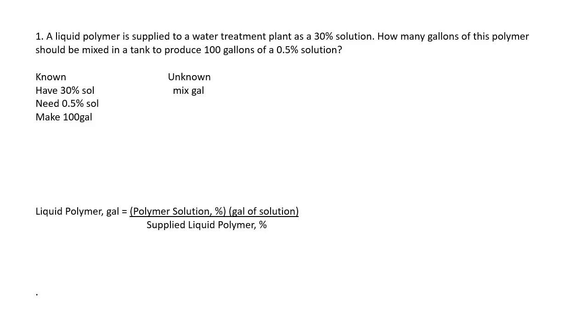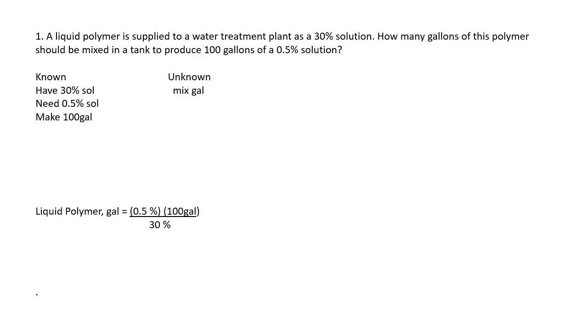Again, the formula we are using for this is the liquid polymer gallons is equal to the polymer solution percent times the gallons of the solution you're going to make divided by the supplied liquid polymer percent. One thing I forgot to mention earlier is that your percent is a number, not a decimal. When you're going through these formulas, if it asks for a decimal, it will tell you. If it doesn't, it just wants the percent as a number.